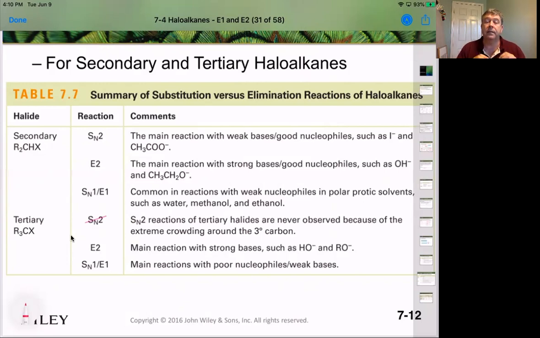Now, in the case of an E2 reaction, because we're one carbon off from the alkyl halide, sterics plays less of a role. Therefore, if we have a very strong base, we will not get substitution reactions. We will tend to get elimination reactions. So a tertiary alkyl halide with a strong base will give us elimination reactions. Tertiary alkyl halide with weak nucleophiles or weak bases or non-charged nucleophiles will give us SN1, E1 combination reactions.